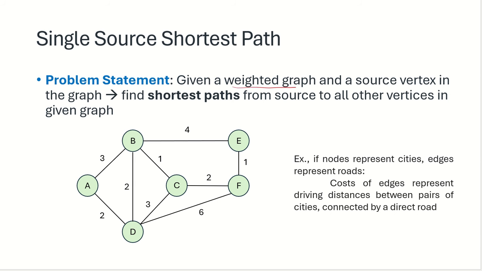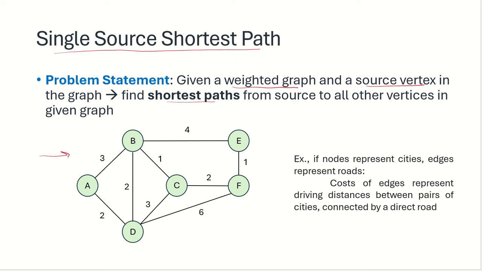Let's say we have a weighted graph and a source vertex in the graph, and now we have to find the shortest paths from source to all the other vertices in the given graph. This is referred to as the single source shortest path problem statement.